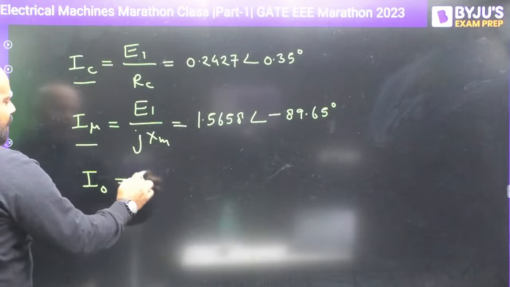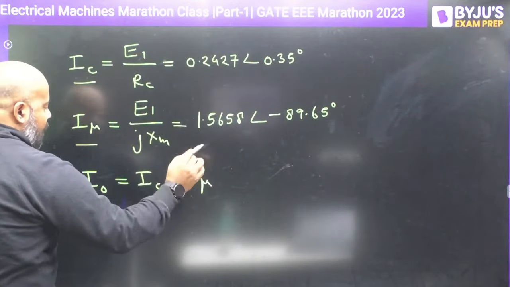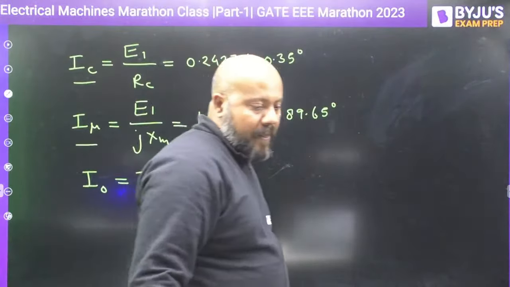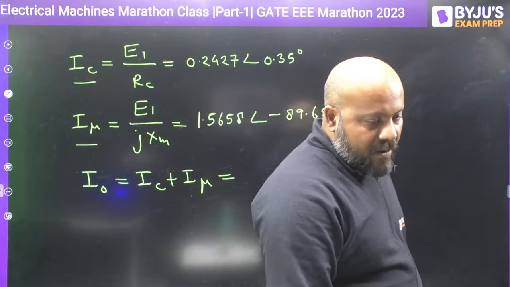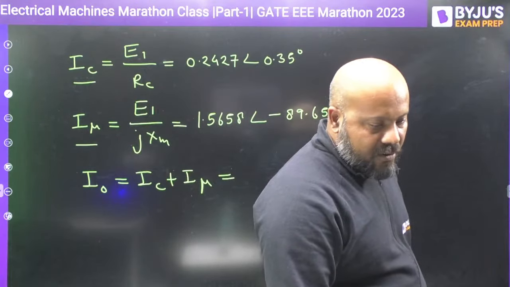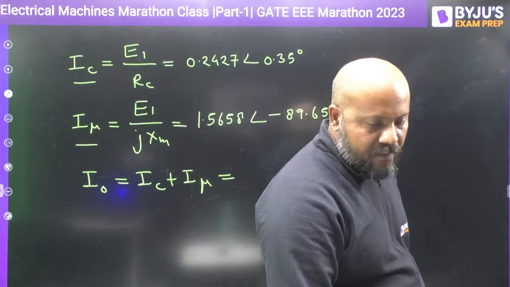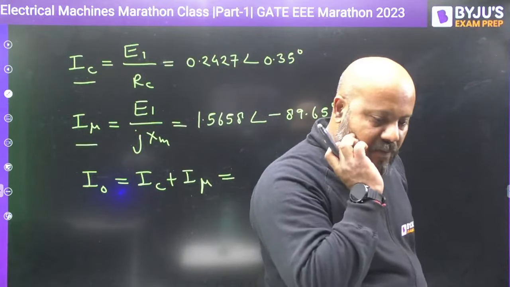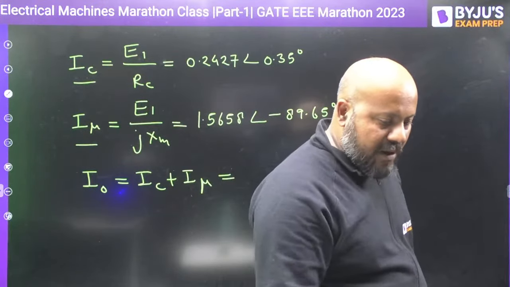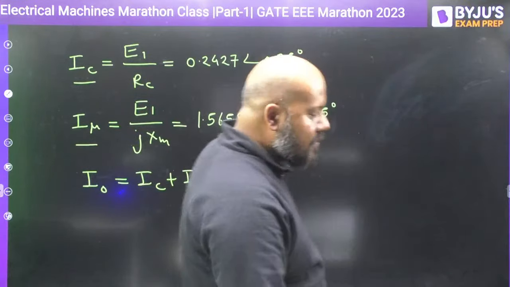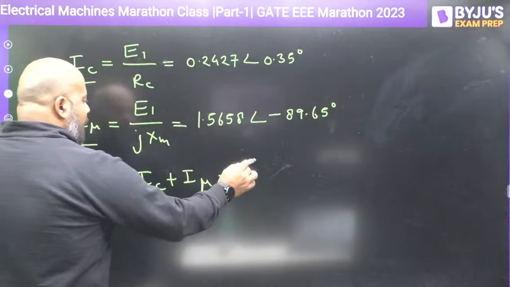the no load component. It is IC plus I mu. Just add it up and you will be getting I naught. I don't have a reference value for I naught. You can solve it. What is the value you are getting for I naught?